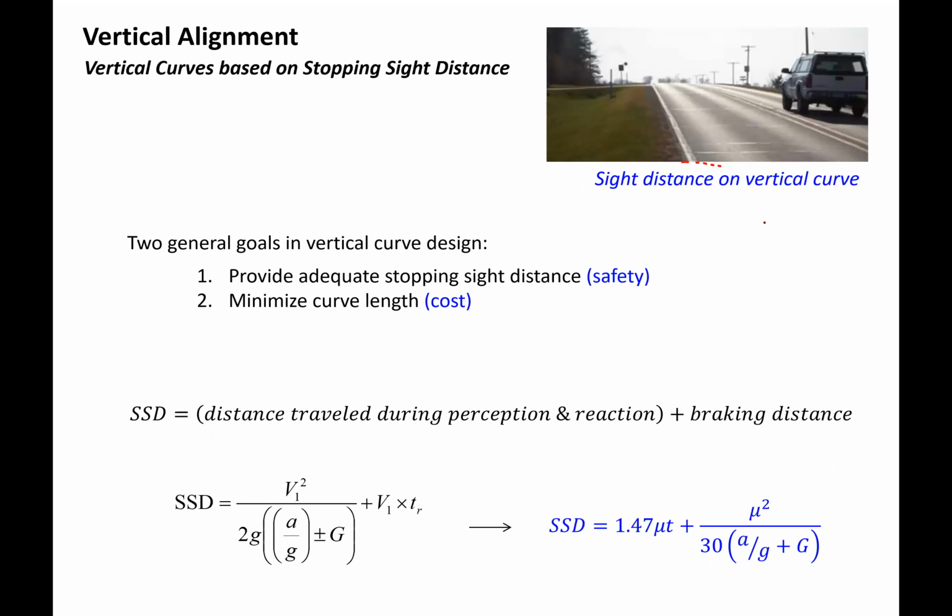Recall that our 2 general goals in vertical curve design, one, we have to provide adequate stopping sight distance for safety. The other is that we want to minimize the curve length, which often is going to reduce the cost, because oftentimes we're having to construct these curves unless the topography happens to be working in our favor.